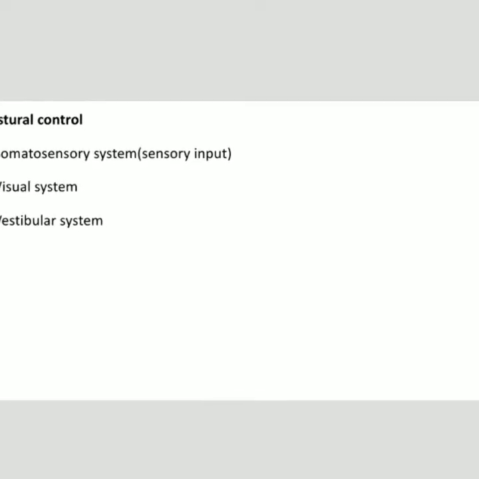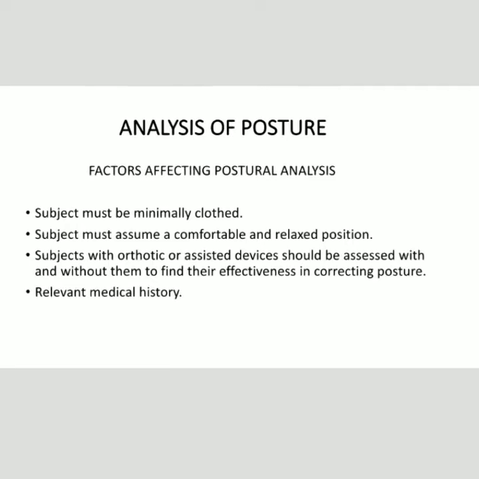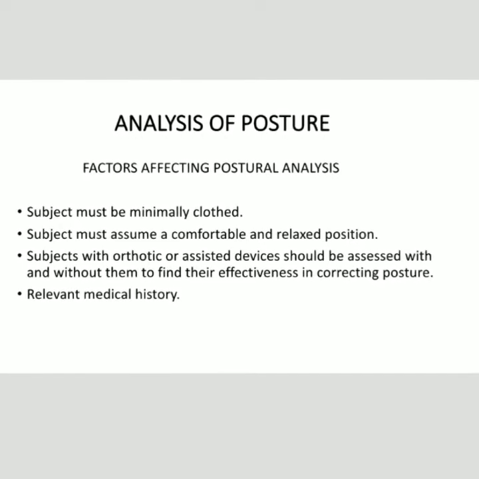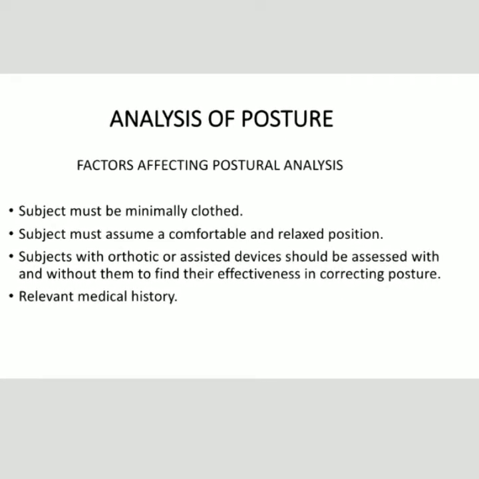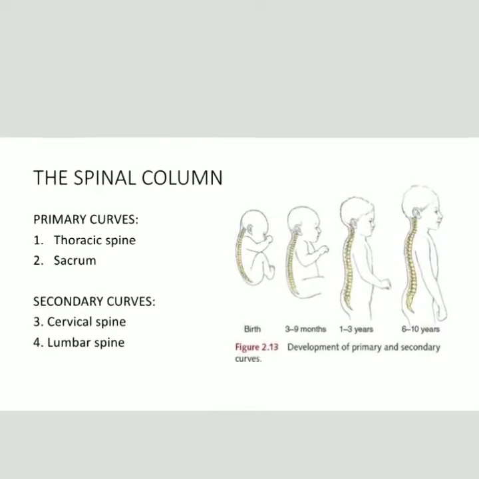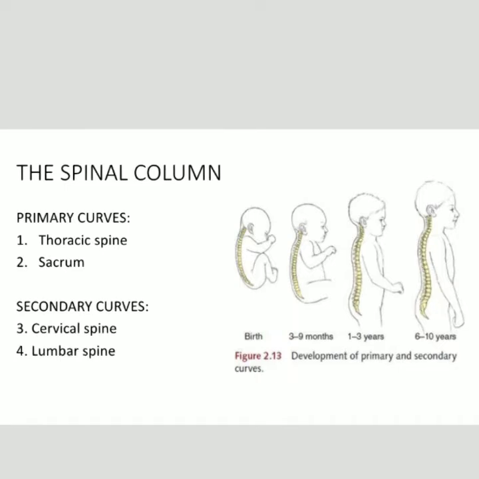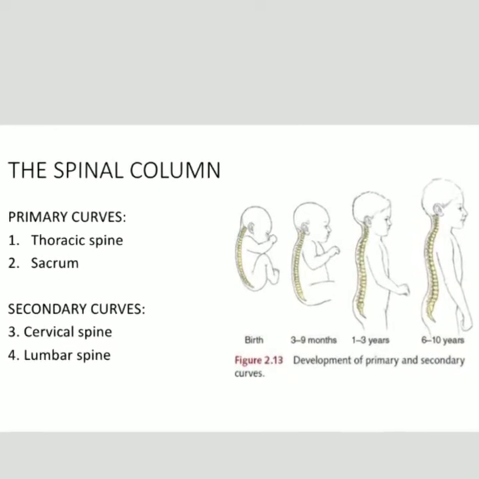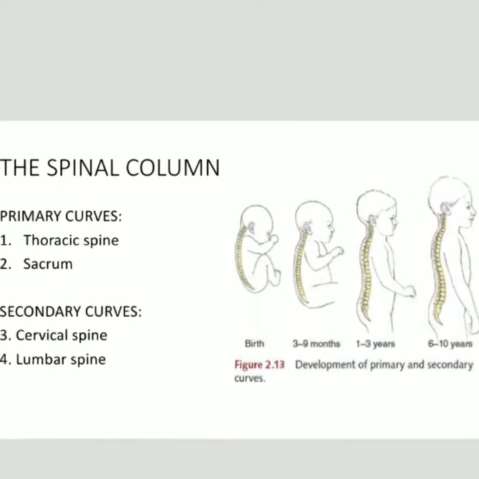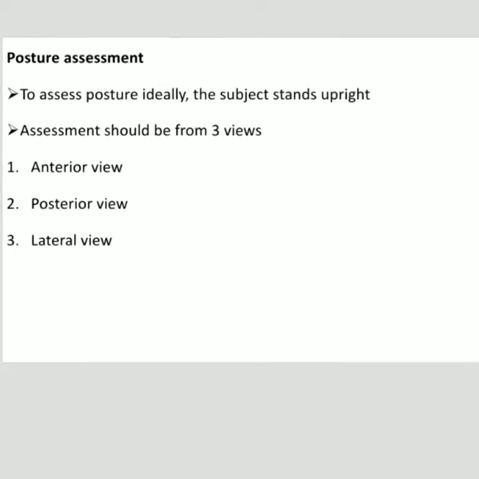What is postural control? It is the somatosensory system, visual system and vestibular system. All are necessary for postural control. Then comes analysis of posture. Here are a few factors affecting analysis of posture. Then here is the spinal column. We have two primary curves, that is thoracic and sacrum, and two secondary curves, lumbar and cervical.